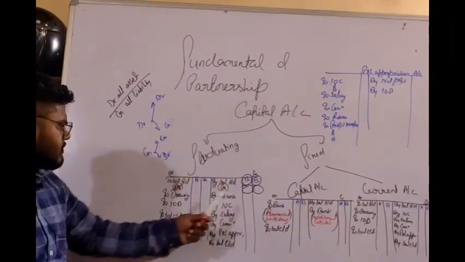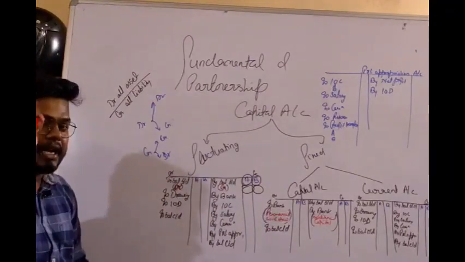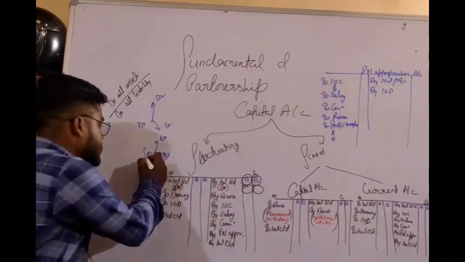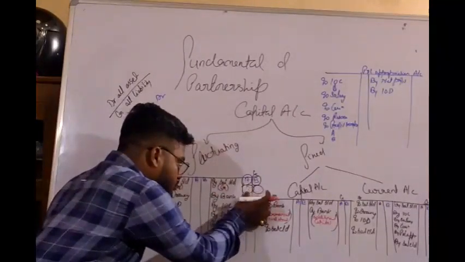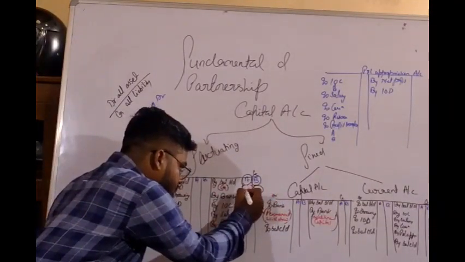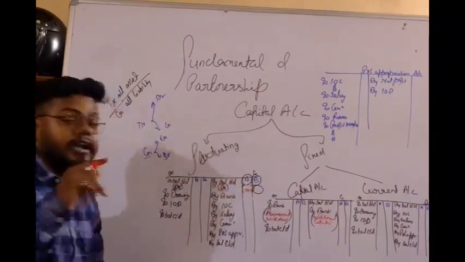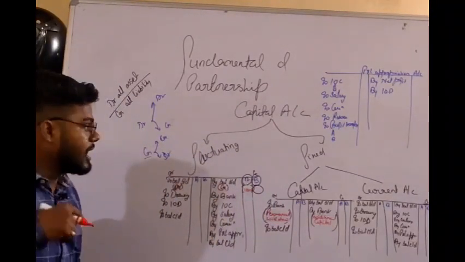Sir, why will we write here? Why will we not write here, sir? Capital has which balance? Sir, credit balance. And right now, suppose A has invested 1 lakh. A has started business with 1 lakh, and right now A will bring another 1 lakh rupees.